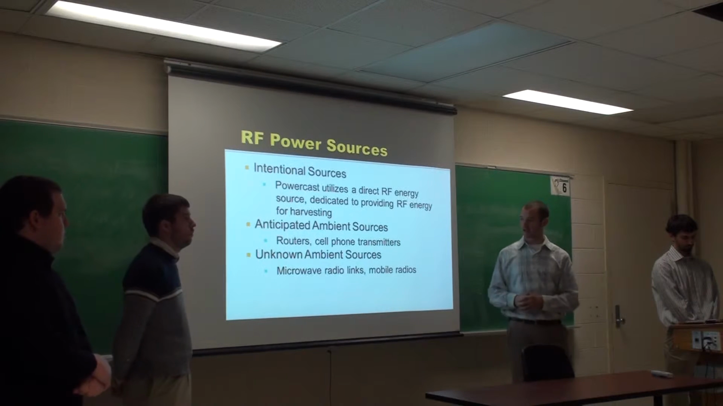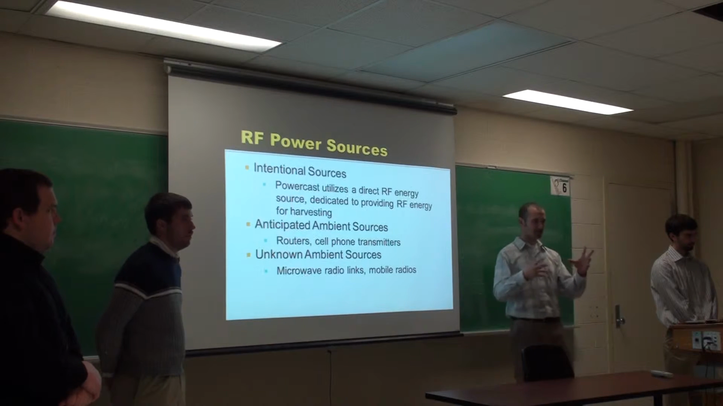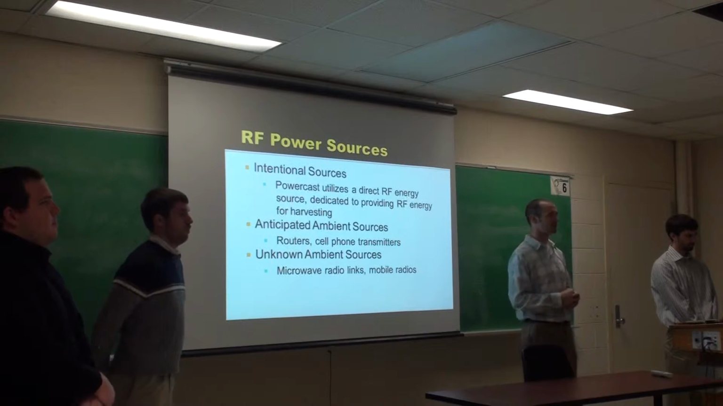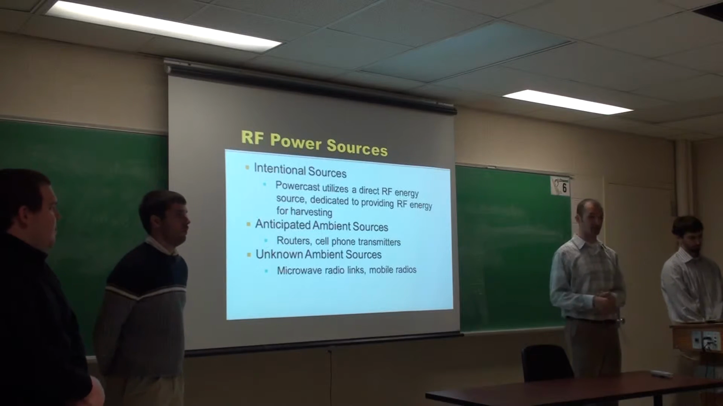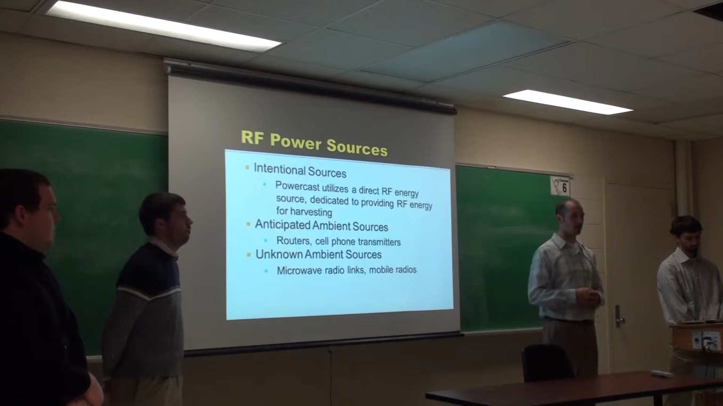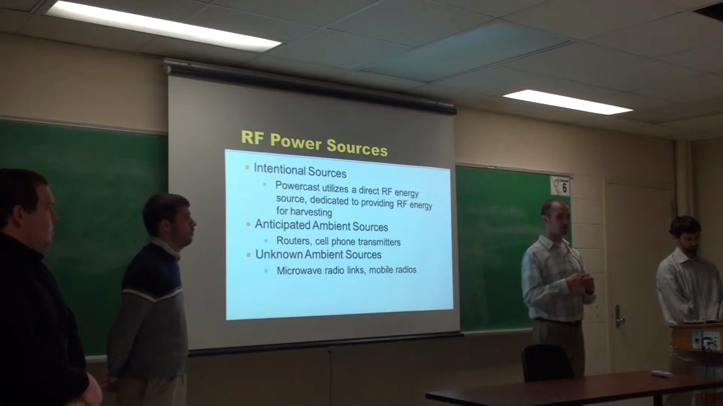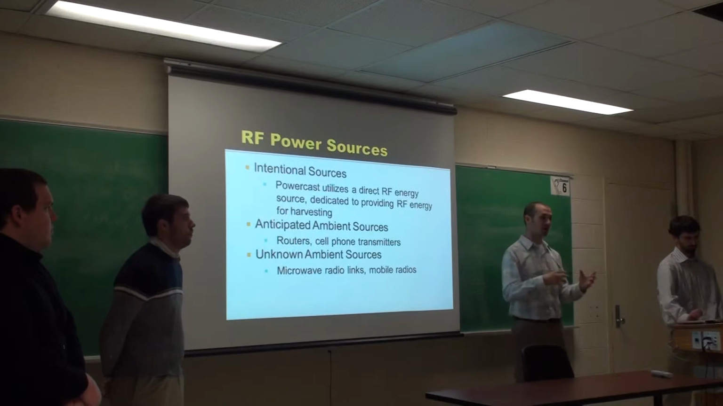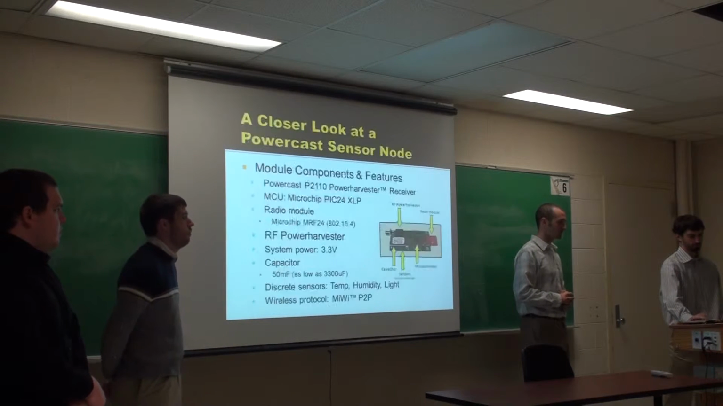The third area is unknown ambient sources. These are very sporadic things that can sometimes capture RF, but we don't always know the frequency range. The frequency range can be very broad and also very undependable. So things like microwave radio links or mobile radios, more specifically trucker radios or police radios. You don't always know the frequency band it's going to be in, or that there are going to be signals in certain frequency bands, and when using RF, you want to hone in on those to produce the most DC voltage possible.